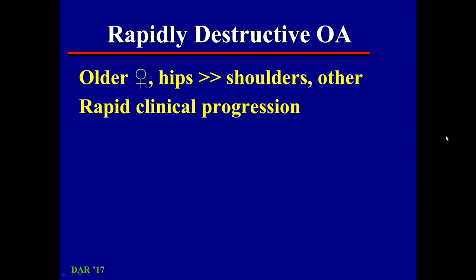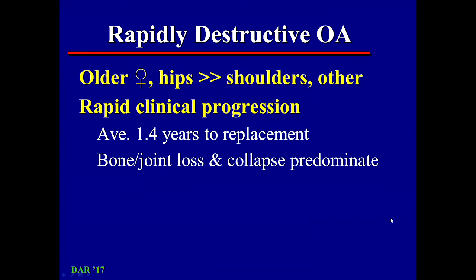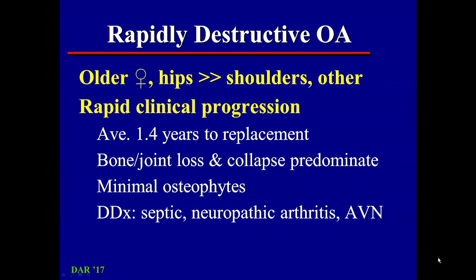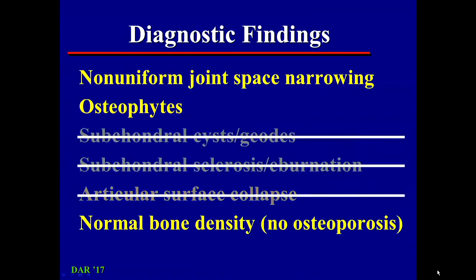It's characterized by very rapid clinical progression. So these patients will go from having symptoms to needing a joint replacement in a year and a half, compared to most patients where that might be 8 to 10 years. It's characterized by profound bone and joint loss and collapse and very little osteophytosis, probably because it happens so quickly. And these can be tricky. These can look like a septic joint or neuropathic. So in a lot of cases, we end up aspirating these to make sure that it just is osteoarthritis.